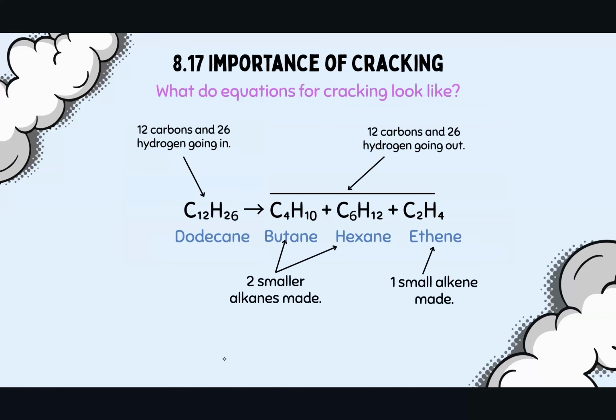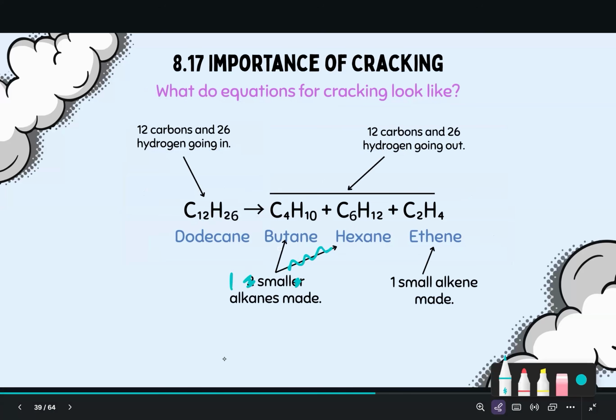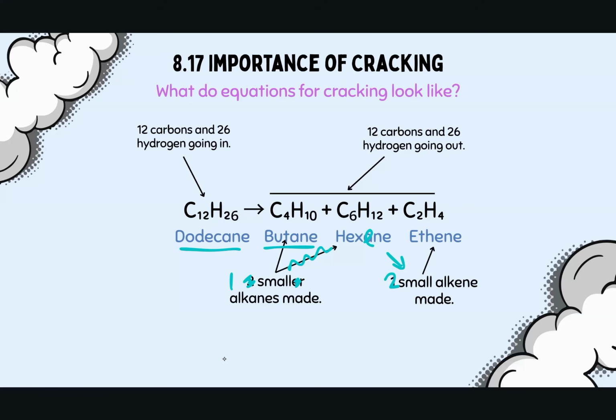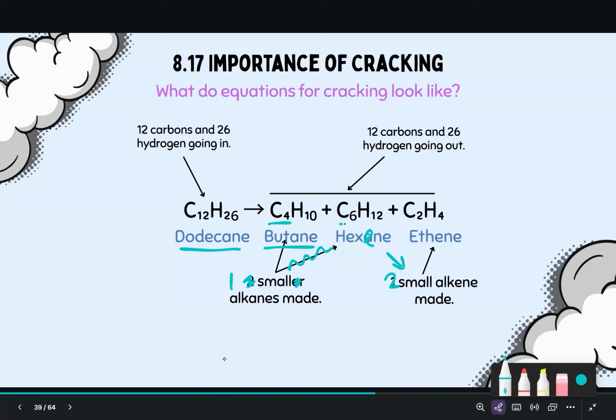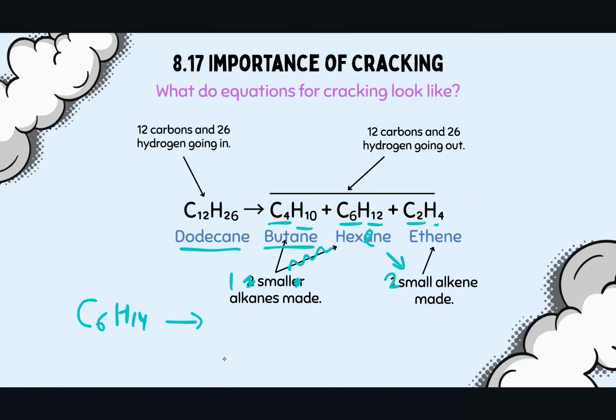Now, what actually is made, there's a small mistake here. There's one small alkane that gets made, butane. This is not hexane, this is hexene. So two small alkenes are made. Now, when you crack something, so we've got here dodecane, 12 carbons, whatever you make, there has to be conservation of mass, conservation of atoms. So you have to end up with the same number of carbons and the same number of hydrogens as you started with. So let's look at an example. Let's use C6H14. Now, whenever you crack a large molecule, it will always make an alkane and an alkene.